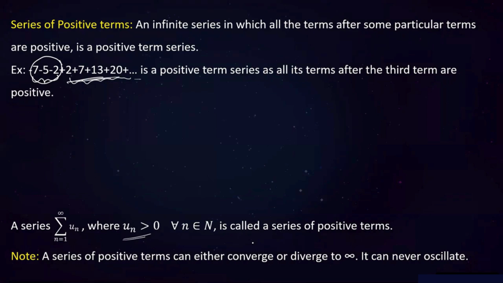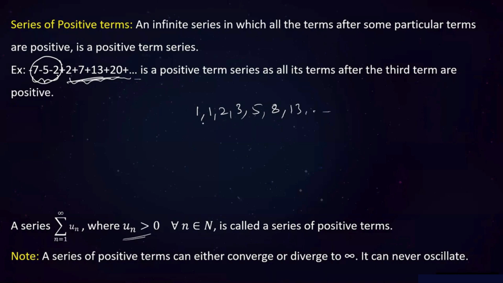But in practice, even if you have some finite number of negative terms in that series, we'll still take it as a positive term series only. If you recall the Fibonacci sequence, I hope you remember it. It starts with 1, 1, then 1 plus 1 is 2, then 1 plus 2 is 3, then 2 plus 3 is 5, then 3 plus 5 is 8, then 5 plus 8 is 13, and so on. You can write as many terms as you like.